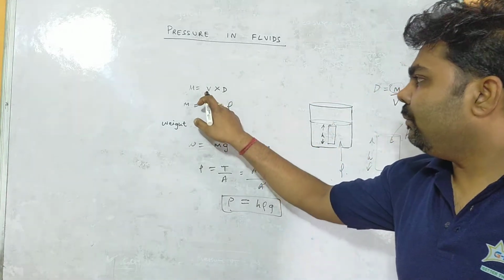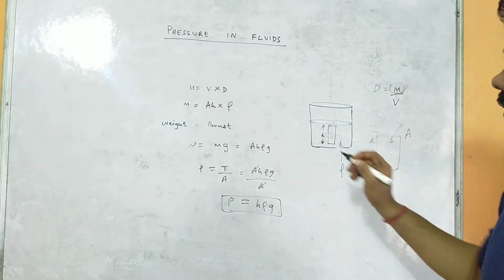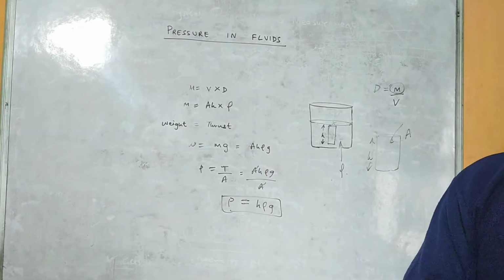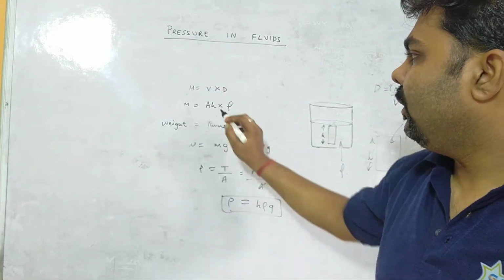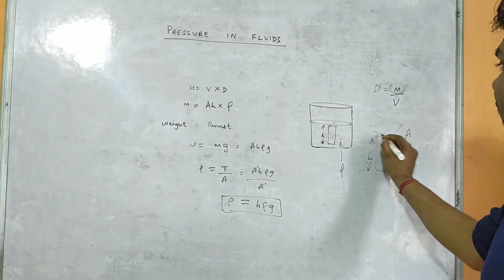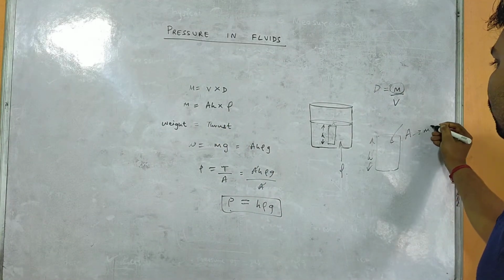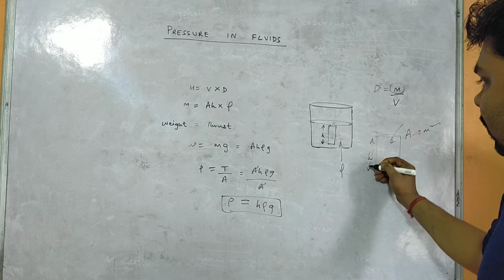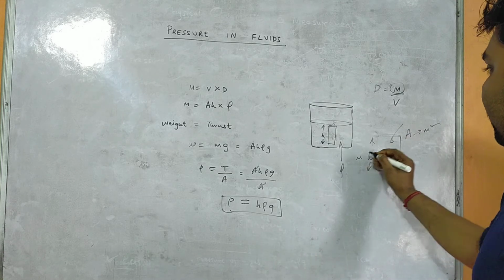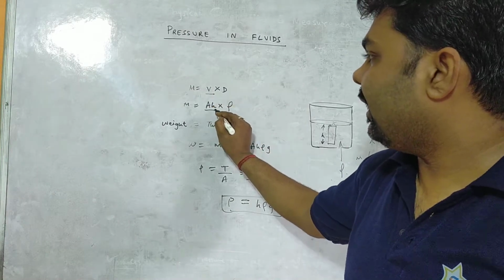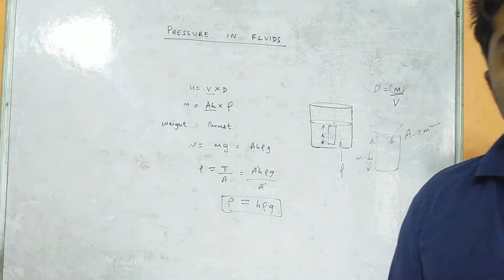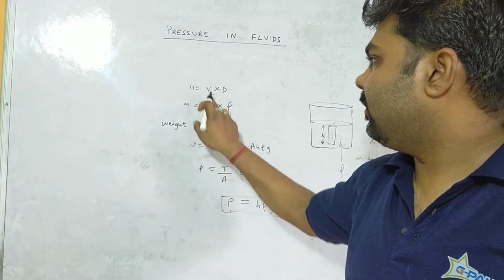Now volume means here, what is the unit of volume? We know it is meter cube, right? So how have we calculated volume here? First we have calculated its area. What is the unit of area? Meter square. What is the unit of height? That is meter. Meter into meter square gives meter cube. So in place of volume we can write AH, where A means area and H means height. That means AH means volume, right?